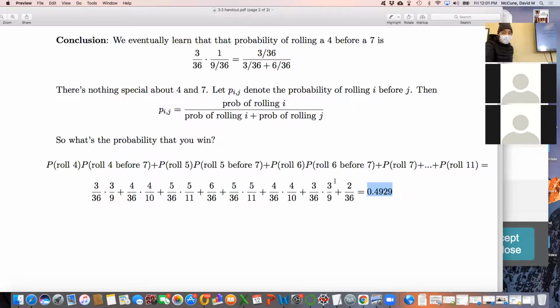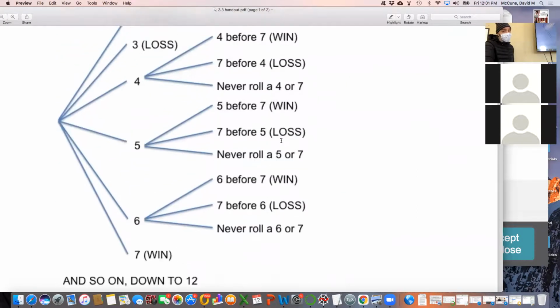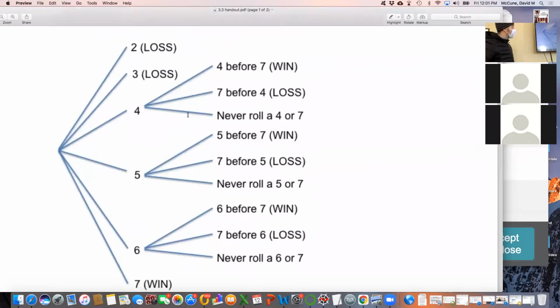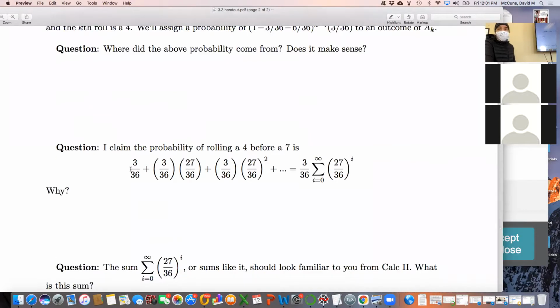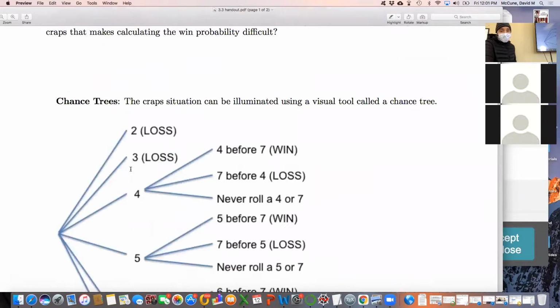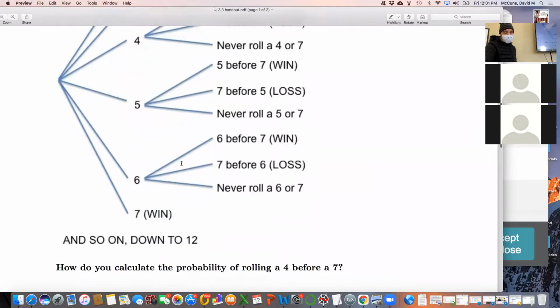Okay, so again, the big takeaway from this is a chance tree is a nice way to visualize what's happening in this game. If you can decorate these branches with the corresponding probabilities, and those probabilities might be hard to get, they might involve geometric series from Calc 2, you decorate the branches of this tree, then you can multiply down the line and then add. Multiply 5, 5, add. There's a 6, 6 branch. Then again, just 7 stops, right? No phase 2 for 7, and so on.